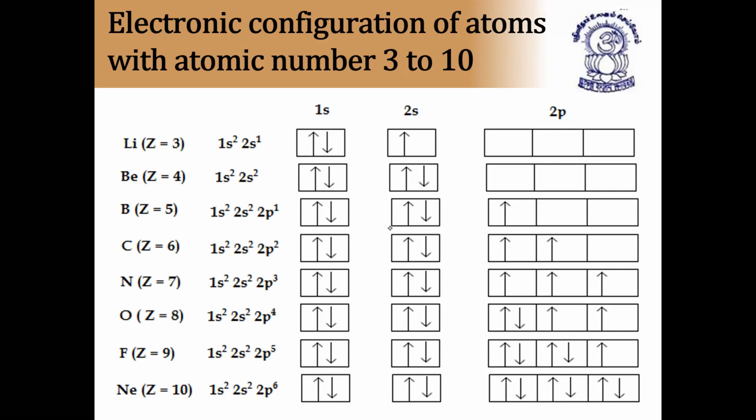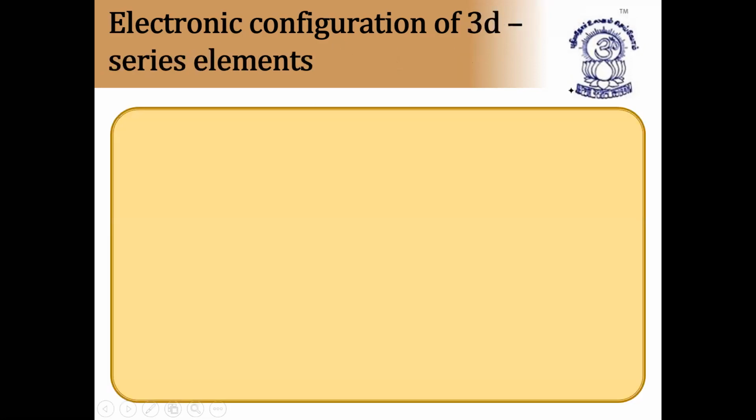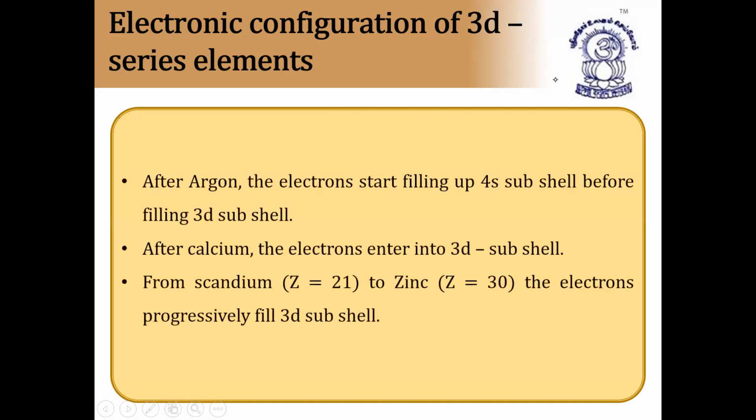In the case of d, it is also the same way. This problem will not arise in s orbitals because they hold only 2 electrons. But for p and d orbitals, you should be very careful when writing, because from that we can write the number of unpaired electrons also.